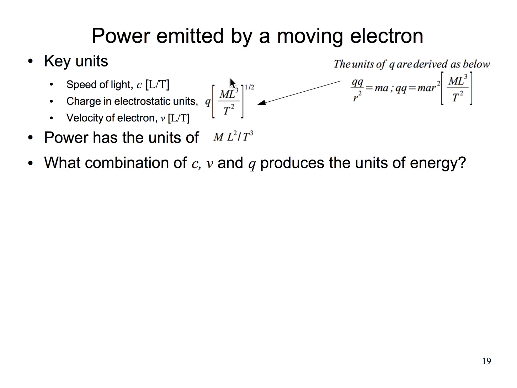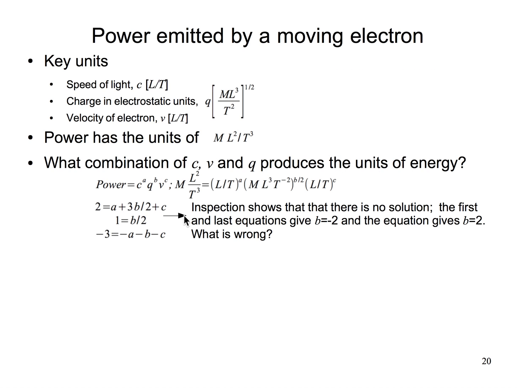And there it is. Now power, how much power is emitted by our moving electron? Power has the units of mass times length squared over time cubed. You think about it, you can get that going. So the question is, what configuration of these 3 parameters produces units of power, which is energy per unit time? And so here's power. And we have our typical equation. And here's what you might call the unit equation.